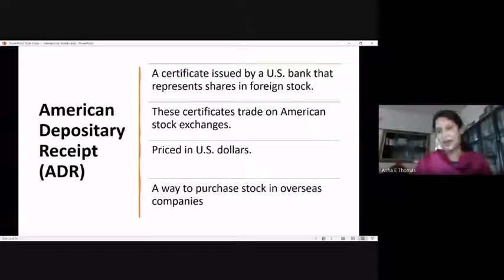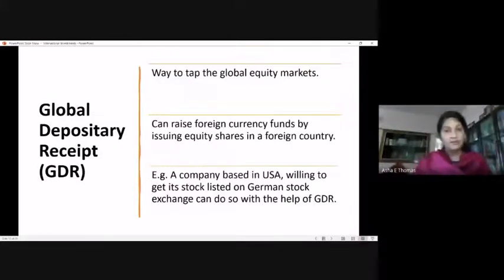And these certificates are traded on the American Stock Exchange. Another thing we have to remember is that this will be priced in US dollars, because it has been issued by a bank or financial institution in the US in dollars. It is one way of making investments in overseas markets, making investments in the shares of overseas companies. This is one way through which an American investor can invest in the shares being floated by companies in other countries.